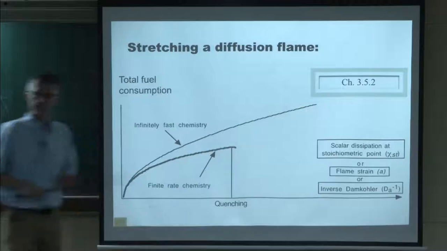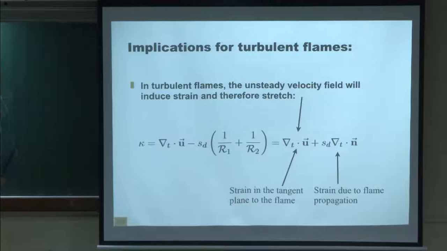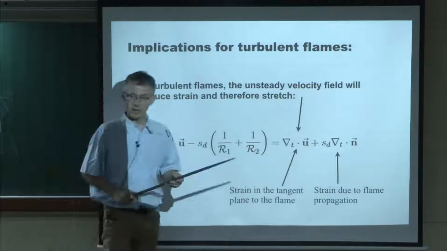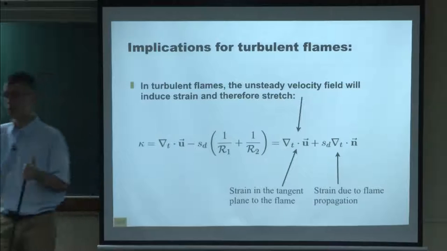OK, so the expression of stretch in a diffusion flame is the same as it is in a premix flame, except that this term in general is small because diffusion flames don't really move. You know, they don't propagate. A premix flame propagates, a diffusion flame cannot propagate because if it goes away, it's stuck between the two streams. It cannot go anywhere.